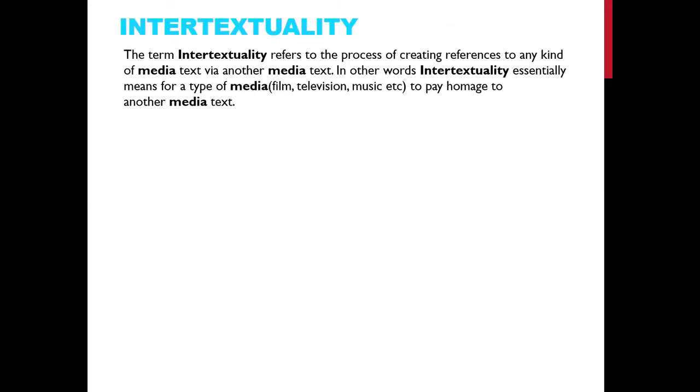Once you've done that, we're now going to look at intertextuality. As you can see up on the screen, intertextuality refers to the process of creating references to any kind of media text via another media text. In other words, intertextuality essentially means for a type of media, film, television, or music, to pay homage to another media text. So for example, the TV show Family Guy.